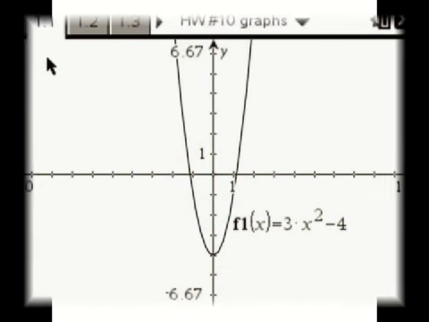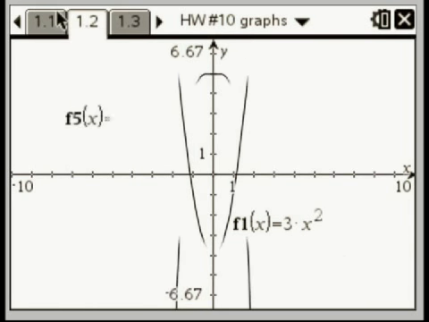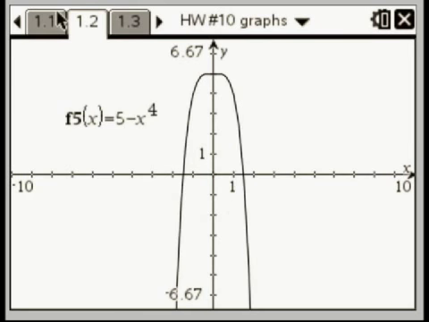For instance, the function 3x squared minus 4, we're going to say has a lower bound, or it's bounded below. You're going to find it's pretty easy to determine the concept of boundedness from the graphs of these functions. Another function I'd like you to take a look at would be 5 minus x to the 4th. This one we're going to say has an upper bound, or it's bounded above.